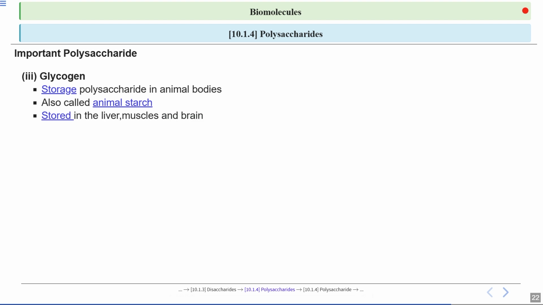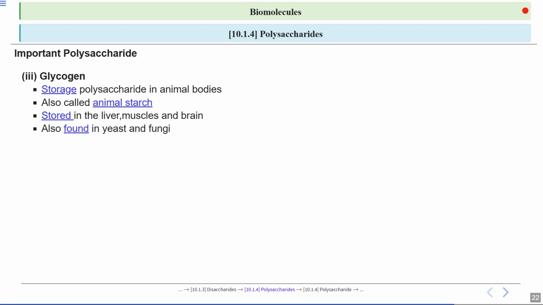If we look at where glycogen is stored, it is mainly stored in the liver, muscles and even the brain. The liver acts as the main storage site, releasing glucose into the blood when needed, while muscles use glycogen for quick energy during activity.